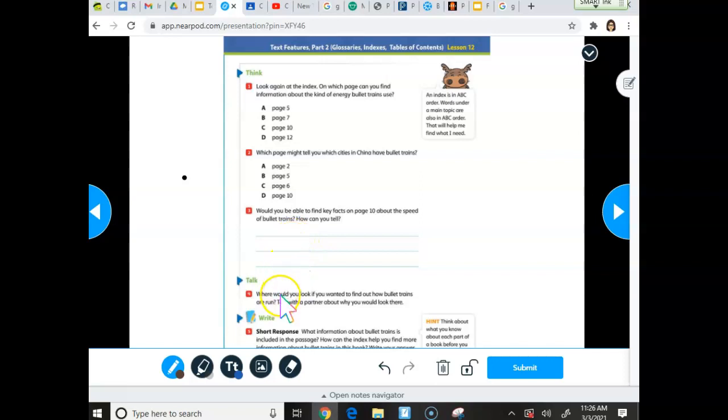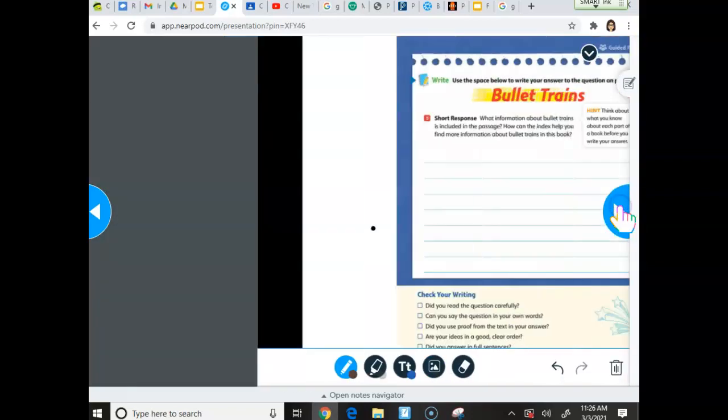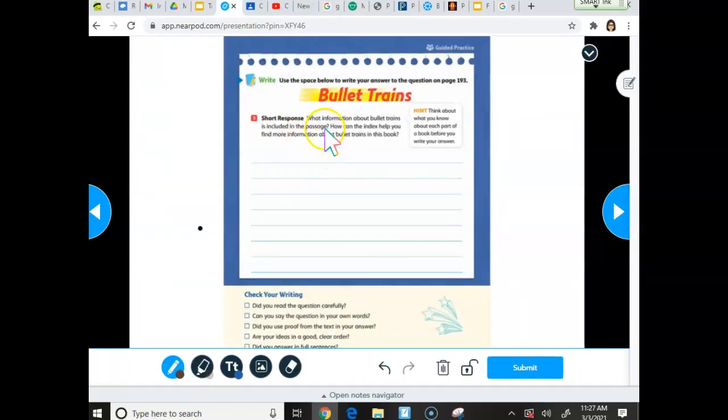Okay, now your short answer will go on this page. What information about bullet trains is included in the passage? All right, so what did you learn? That's what it's saying. What facts did you learn? How can the index help you find more information about bullet trains? So write a couple of sentences to answer that one.